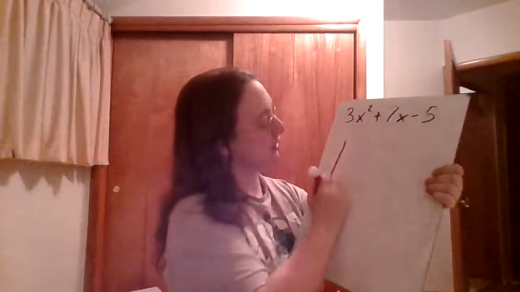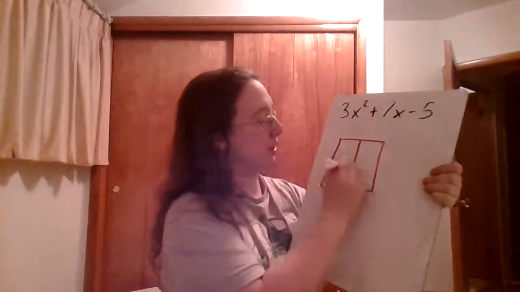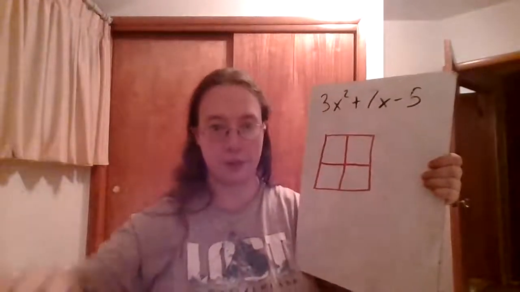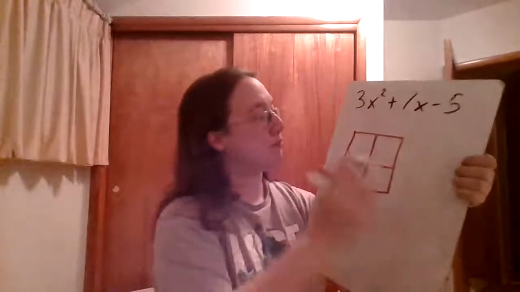Alright, let's see, we got this. So we're going to make our little box again. And again, these numbers are probably small enough that you could just do it with a little bit of guess and check. Only 1 and 3 gives you 3, only 1 and 5 gives you 5. But we're just going to go through and double check and make sure.